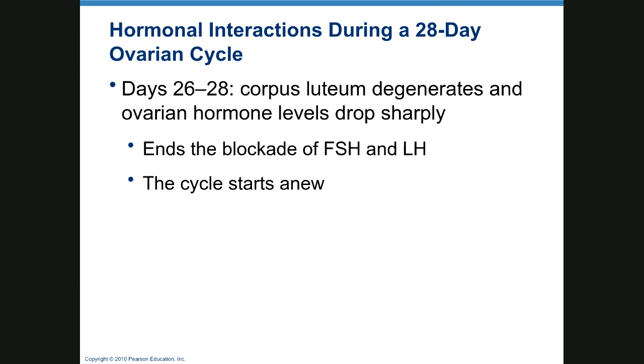Okay, if you don't have a pregnancy, and that would be triggered by the developing ovum releasing human chorionic gonadotropin. Sorry, I got too many hormones running through my brain. The corpus luteum degenerates. Your ovarian hormone levels drop. You hate everyone. Blockade of follicle stimulating hormone and luteinizing hormone is removed, and the cycle starts over.